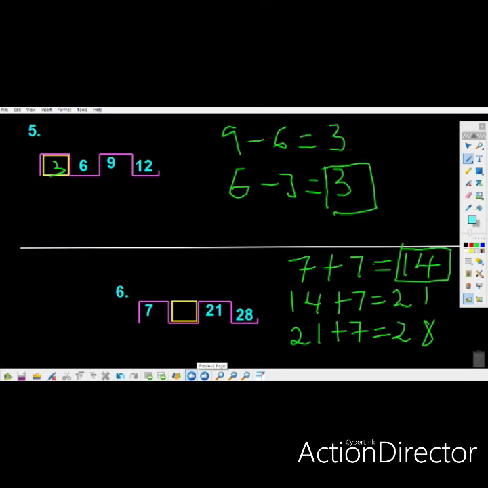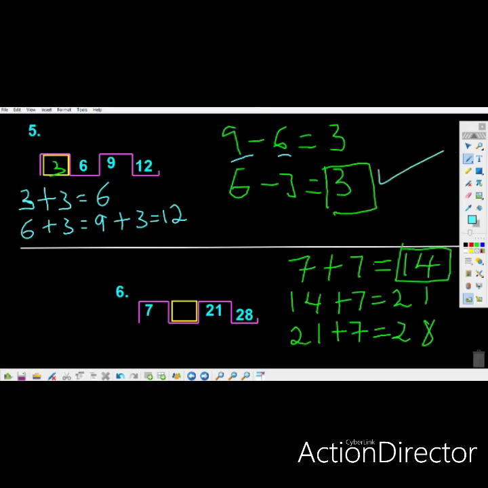Right, now here the initial was not given, but that doesn't mean we cannot get the initial. All we need to do is to subtract 6 from 9 to get the initial, and the initial is 3. So let's cross check this. 3 plus 3 is equals to 6, and 6 plus 3 is equals to 9. 9 plus 3 is equals to 12. Right, so we are right with our initial.